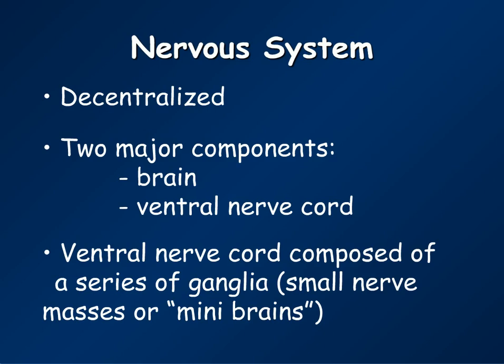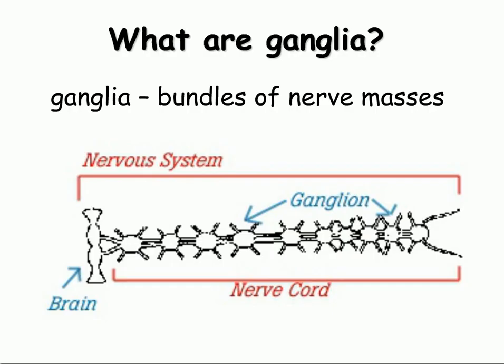So there's two major components to the insect's nervous system, the brain and then the ventral nerve cord. The ventral nerve cord is composed of a series of ganglia, or small nerve masses, or mini-brains. So as I mentioned, the ganglia are a bundle of nerve masses. So this picture shows an example of what the insect nervous system would look like. You've got the brain in the head, and then the ventral nerve cord with the ganglia going throughout the rest of the insect's body.